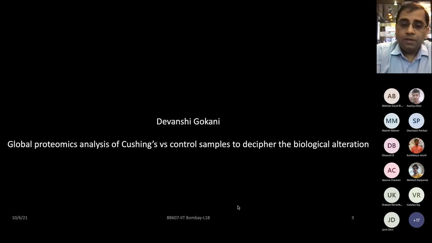She's mainly going to talk about Cushing's disease, how that can be compared with the control sample to understand biological alterations. This is one of the very important pituitary disorders, and omics investigations or understanding the detailed biology of these tumors are still quite challenging and still quite lacking. So it will be very interesting to see what interpretation Devanshi is able to make from the data set. So I'm going to start the first presentation, and then we'll have the question answer.